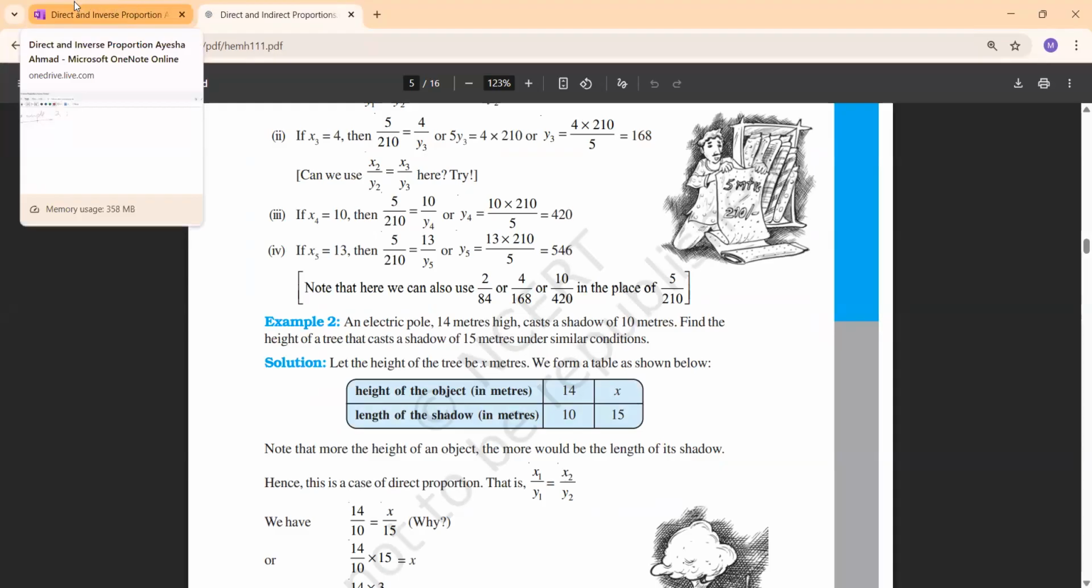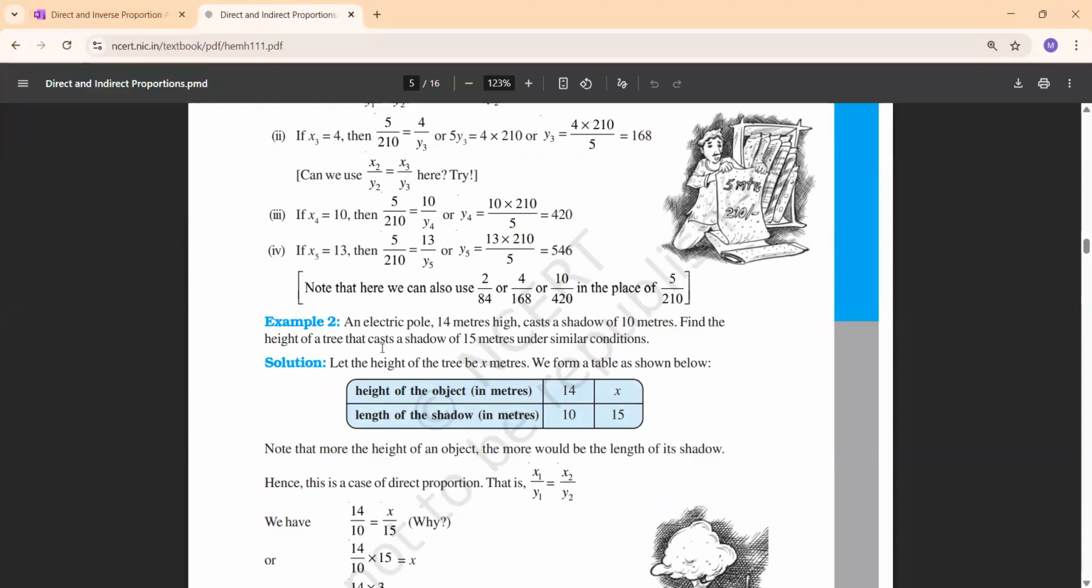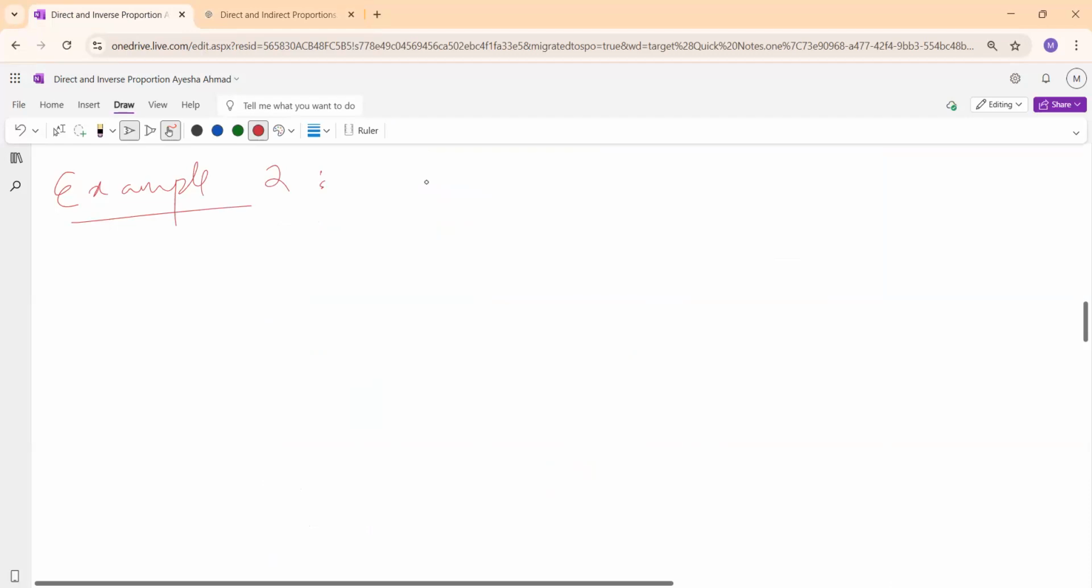So electric pole 14 meters high. First of all, Aisha, two types of quantities would be given. In this case, we can see that an electric pole 14 meters high casts a shadow of 10 meter. ठीक है, so length of pole is 14 meters.